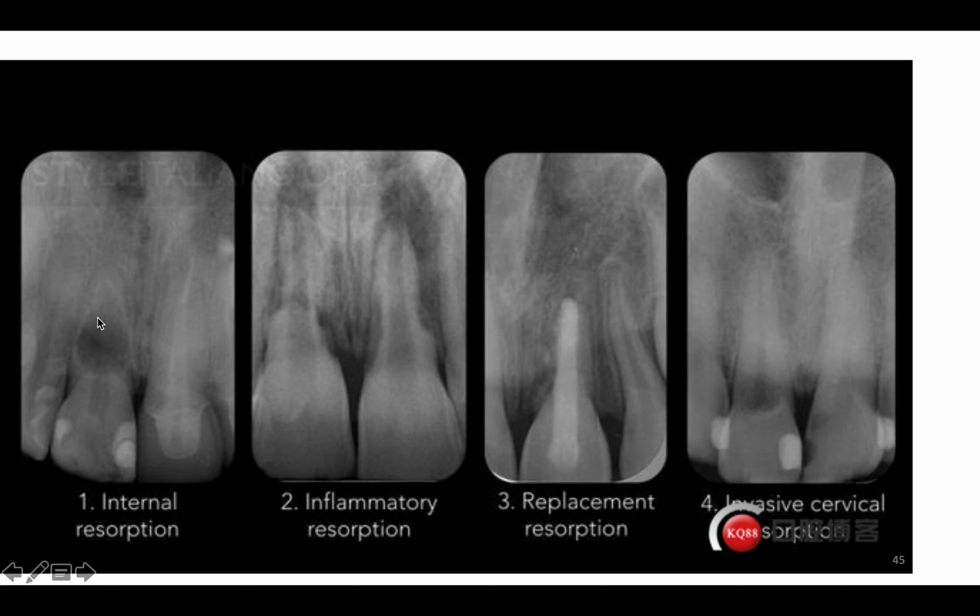So just a reminder of the different types of root resorption. This is an internal resorption. You can see ballooning of the root canal. This is an external inflammatory root resorption with corresponding resorptive cavities in the bone and the root itself. This is an external replacement resorption. The tooth is eaten or resorbed and it is replaced with bone. And this is an invasive cervical resorption. Okay?